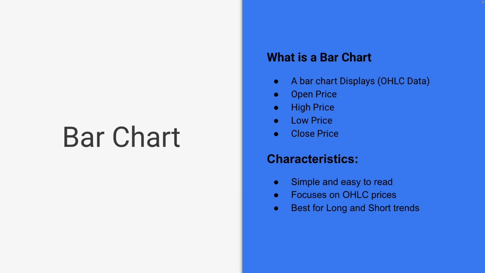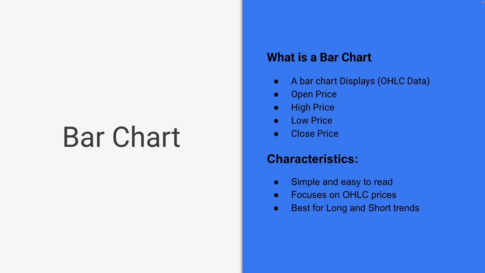A bar chart displays open, high, low, and close data. It has an opening price, closing price, high price, and low price. The characteristic of the bar chart is that it's simple and easy to read. It focuses on opening, high, low, and closing prices. It's best for long and short trades. A bar chart provides more information than the line chart.